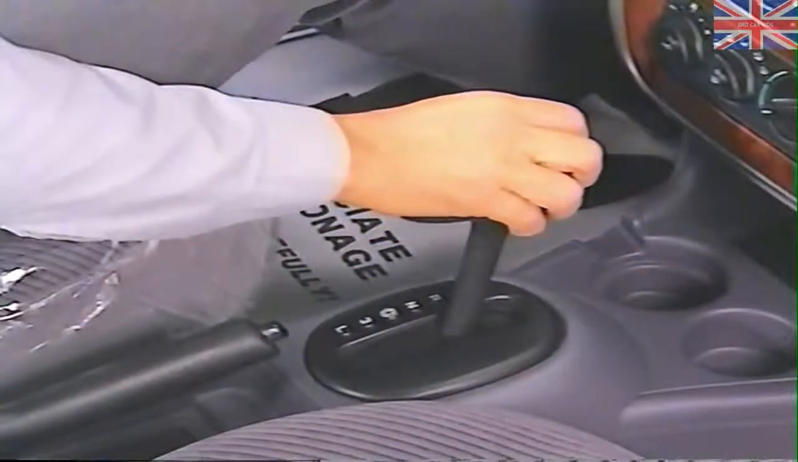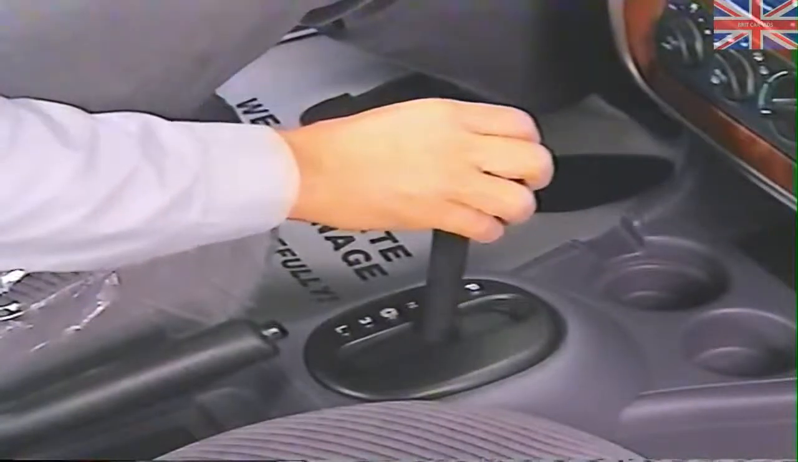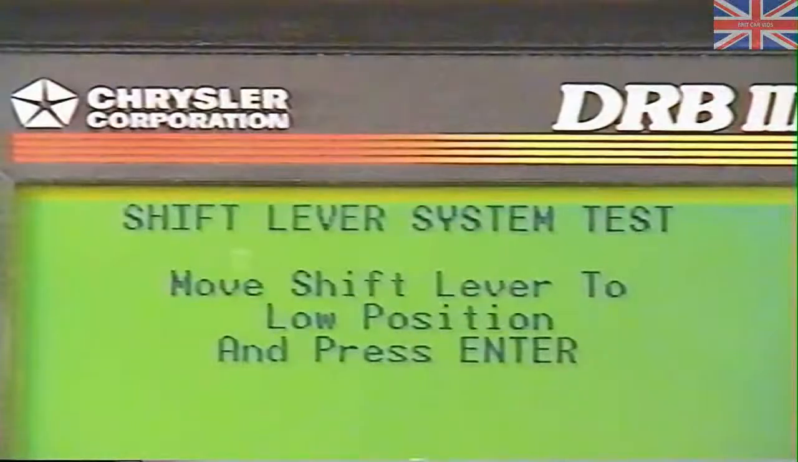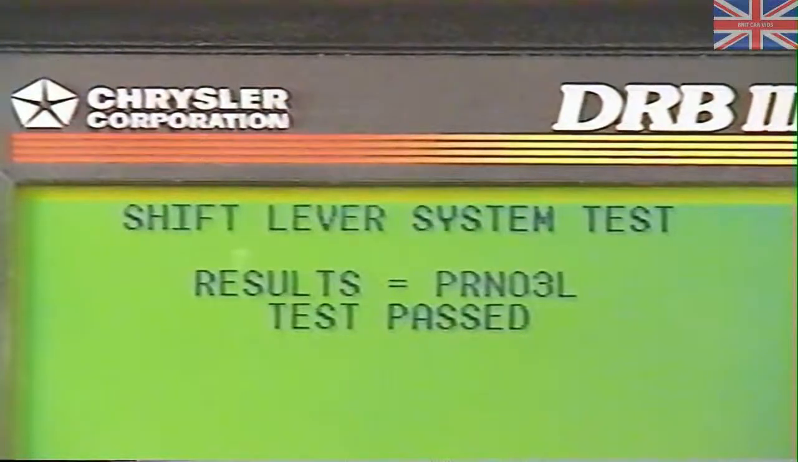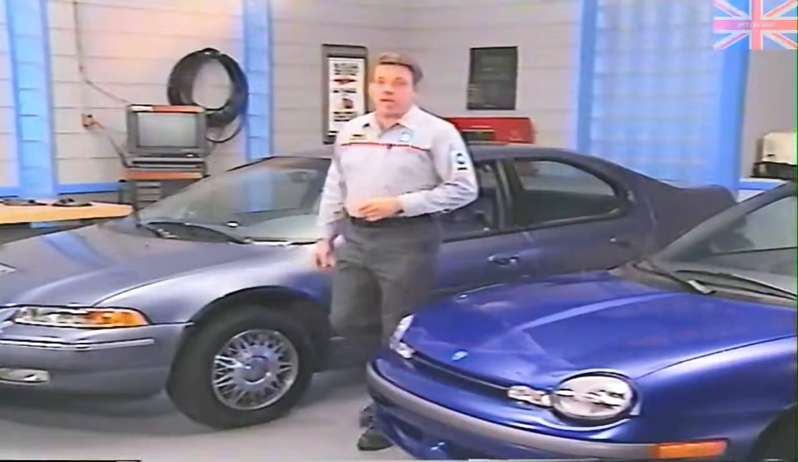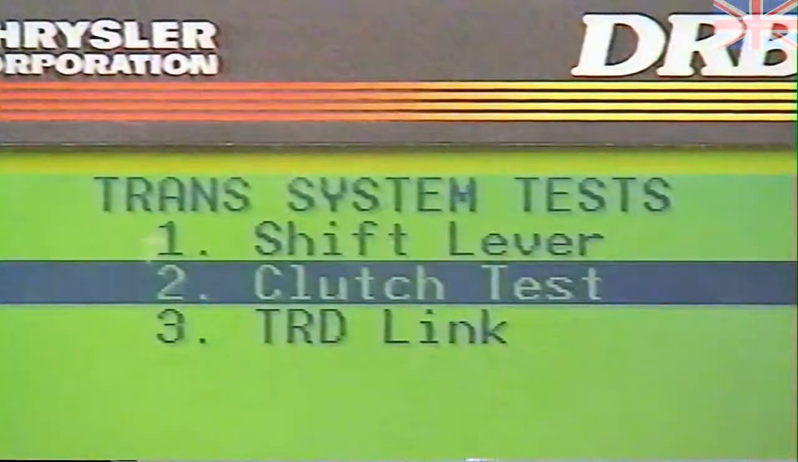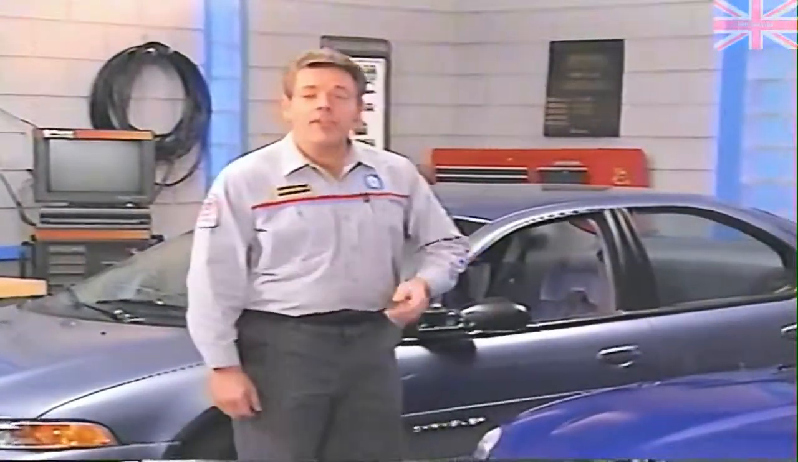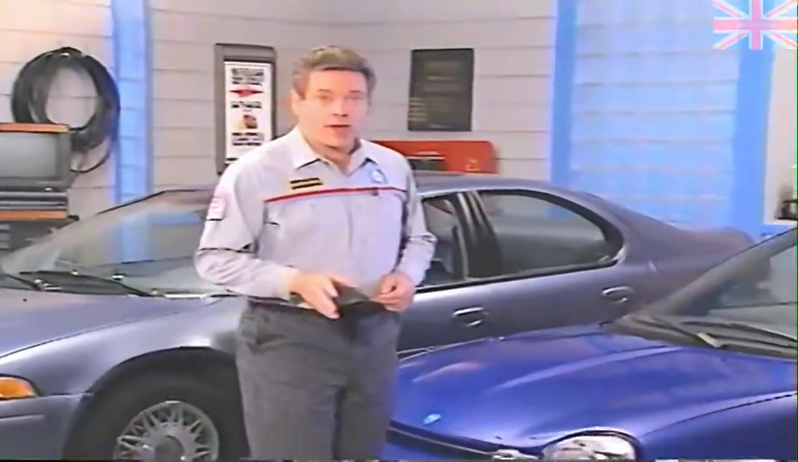Move the shift lever through the positions indicated on the DRB3. After all positions have been tested, the DRB3 will let you know if the test has passed or failed. When performing transmission diagnostics, don't forget that a clutch test is also available to monitor the clutch for slippage by observing input and output RPMs. So, do you get an idea of what system tests can do now?